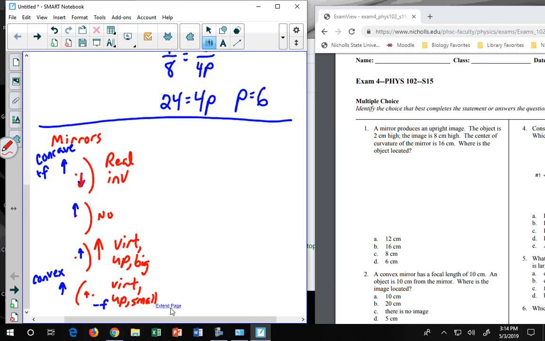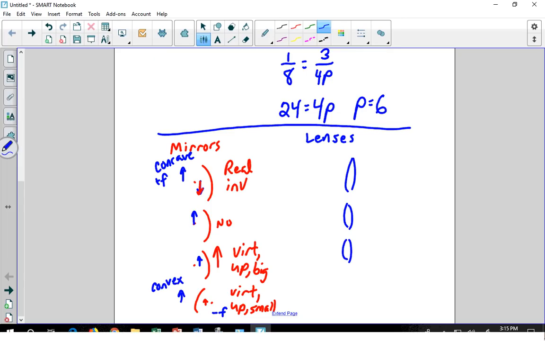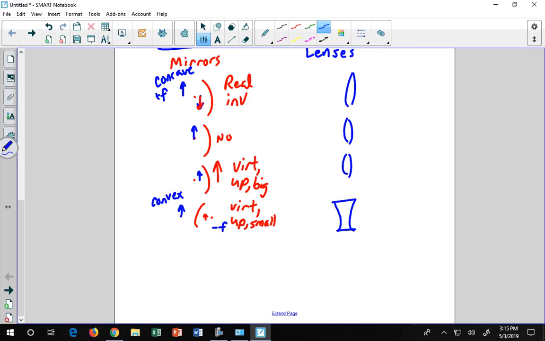Okay? Let me show you the lenses while we're at it. This is going to impact a number of different questions on the test, so kind of important. Lenses, a 3 for convex. So I'm going to make this bigger. And then 1 for concave. Remember, the naming conventions are different.